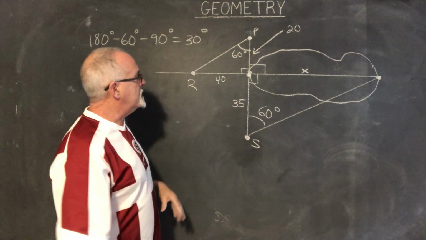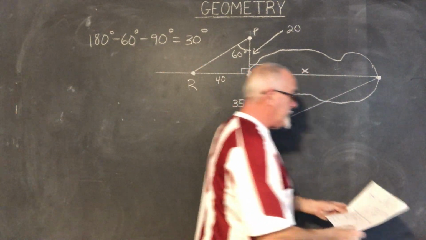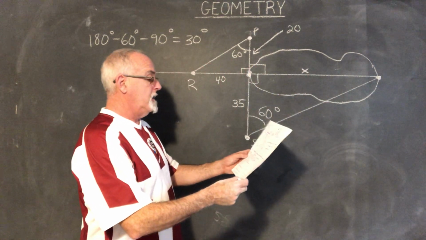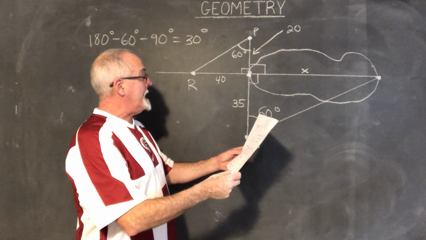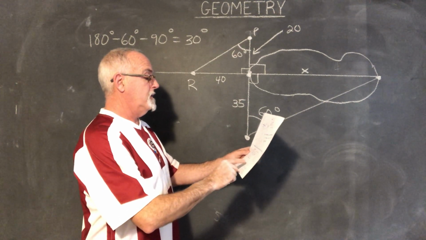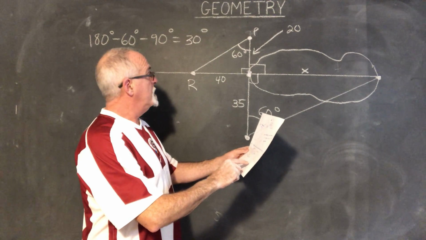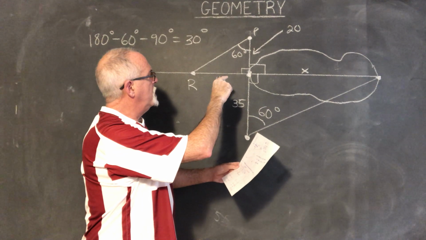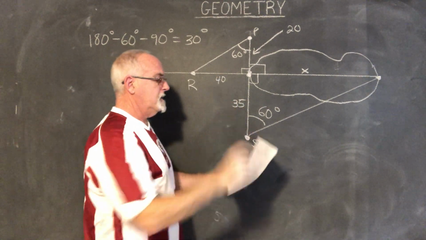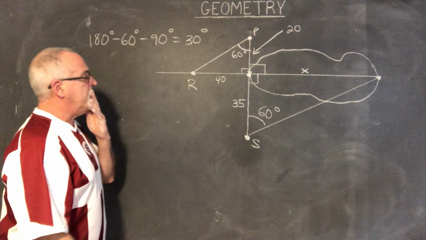The diagram is not drawn perfectly, but we have the information we need. Let me double check though. I didn't necessarily write everything down correctly. So, yes, I have set up my proportion correctly, so I'm actually able to solve this.